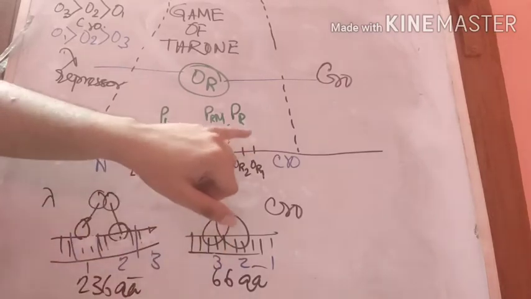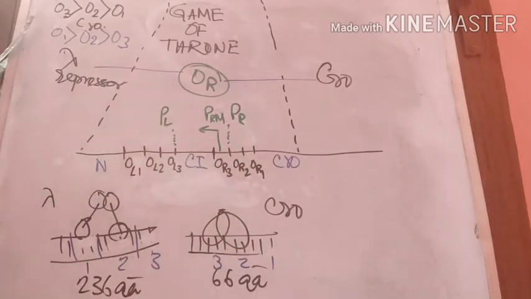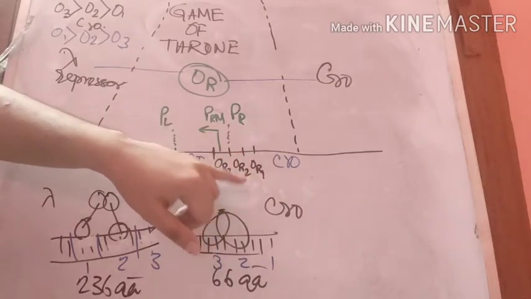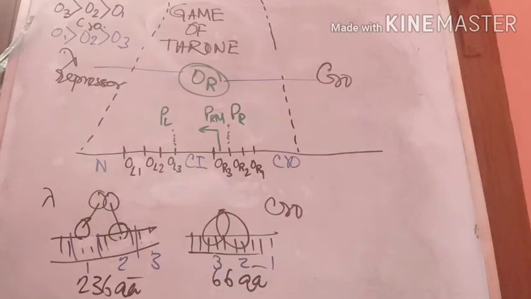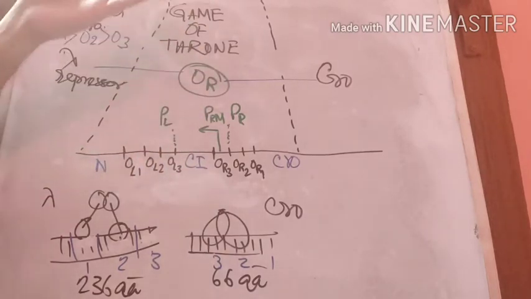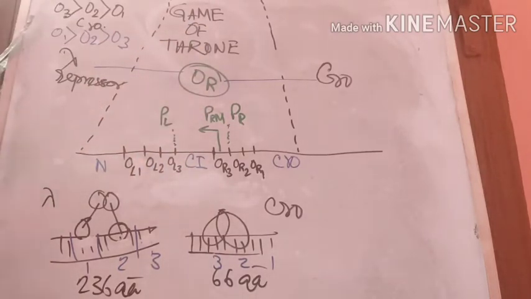So when lambda repressor has bound OR1 and OR2, it has reached the threshold level. That's it. Sufficient lambda repressor is there and it is binding OR1 and OR2 of all the lambda genomes. And OR3 is open, just to keep the PRM activated so that there is continuous production of lambda repressor. Okay?